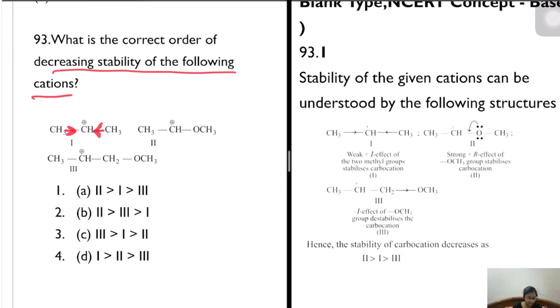The donation of electrons is there through plus I, so it is stabilizing. Here it has a plus I effect. Then what we have, this is plus M. So it is very, very strong and it stabilizes. Now here, it has minus I. It is not attached directly to the vacant orbital, so it will pull the electron density. It will destabilize.